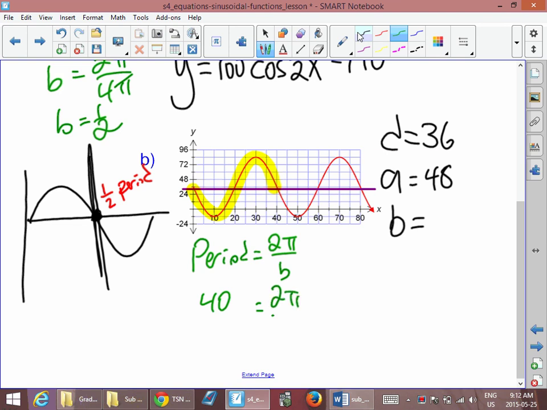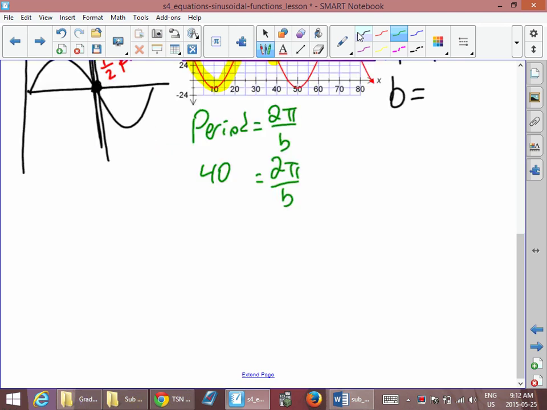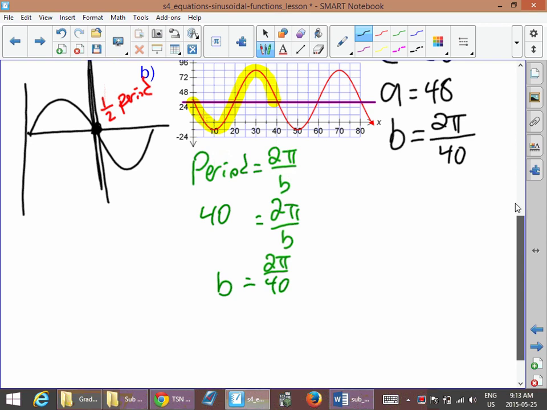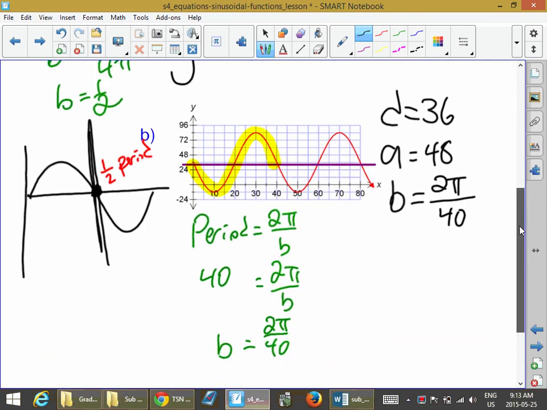So what's b going to be? Well, if we rearrange, b is actually 2 pi over 40. We don't figure it out as a decimal. Just 2 pi over 40 is sufficient. And in fact, in many application questions that we might do, our b value is probably going to be something like this, 2 pi over something. Okay? Now, good enough.